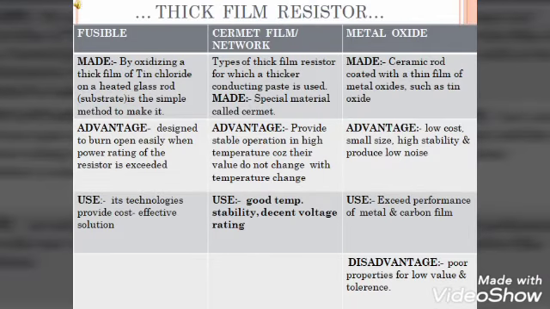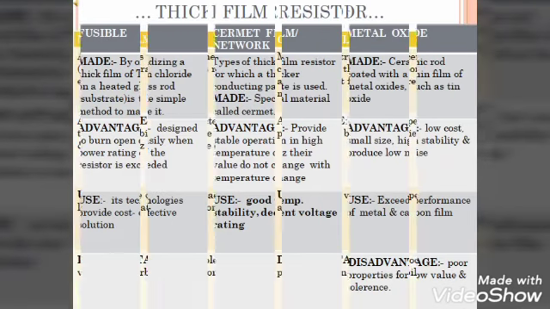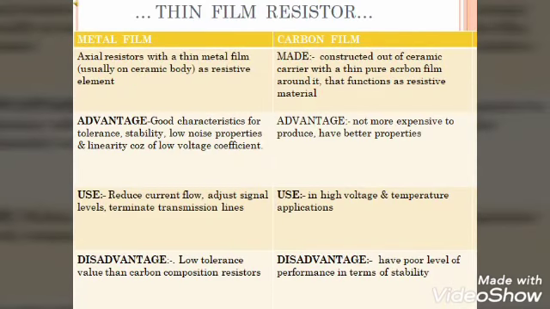Well, what is a metal oxide resistor? They are fixed axial resistors that are made of a ceramic rod coated with a thin film of a metal oxide such as tin oxide. Now this was all about thick film. Now let's talk about thin film. Two types of thin film: metal and carbon. Metal film resistors are axial resistors with a thin film, usually on a ceramic body, as the resistive element. And what is a carbon film resistor? It is a type of fixed resistor that uses carbon film to restrict the electric current to a certain level.